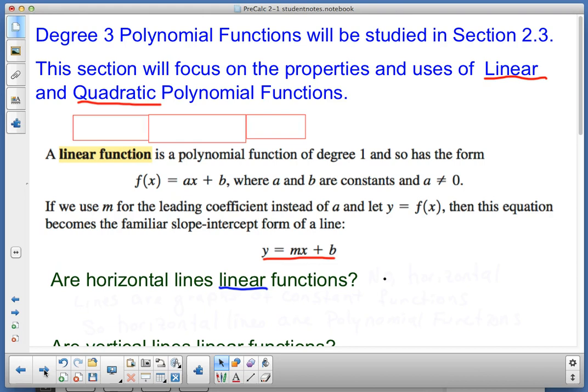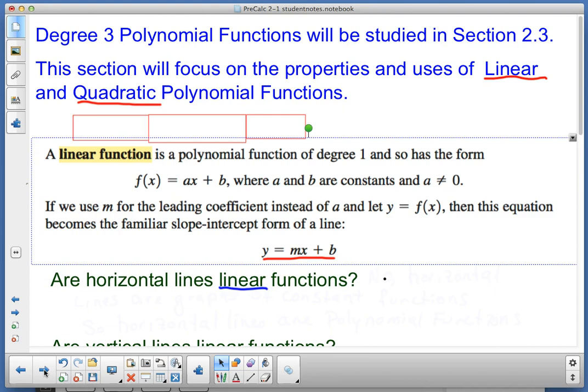A linear function is a polynomial function of degree 1 and has the form f of x equals ax plus b, but keep in mind that's y equals mx plus b, where a and m are my slope, the constant rate of change. If we use m, the leading coefficient, instead of a, we have y equals mx plus b.